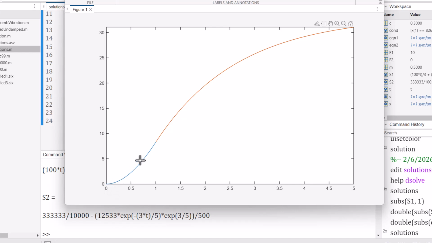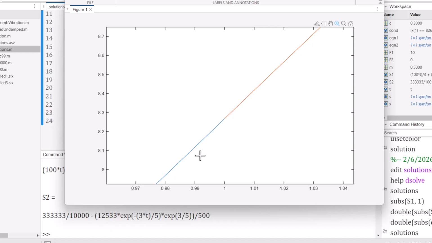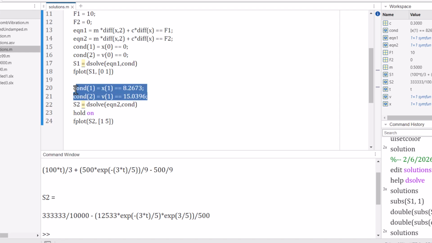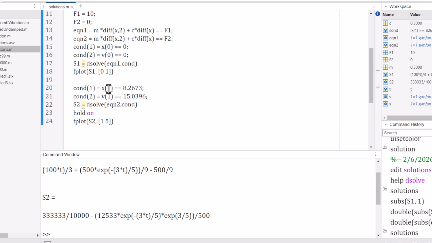Okay, this way, you see here, the results are so smooth. So the first part and second part are continuously connected to each other. That is because I gave the values of the first solution as the initial condition of the second part. And pay attention that the initial conditions of the second part are at 1 second, not at 0.